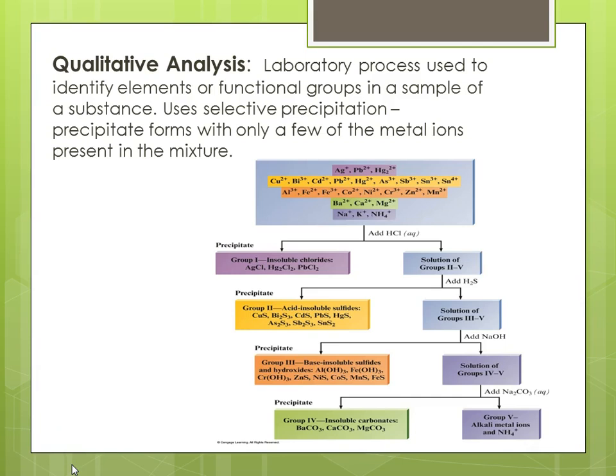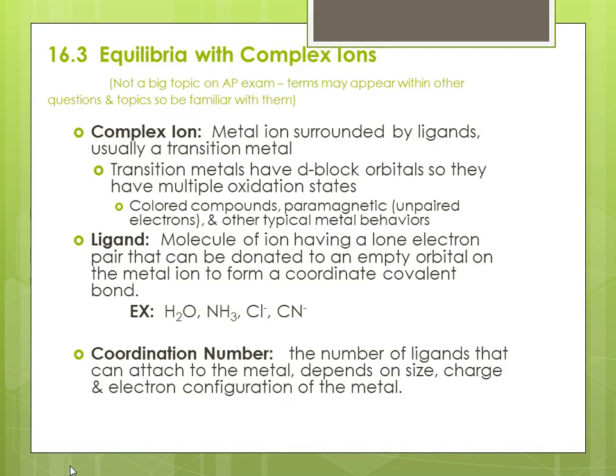doing qualitative analysis. So this is kind of just a little flow chart. Read through it, get a sense of what's going on and how we figure it out. But it's a laboratory method in order to separate out different ions and identify what's in this random mixture of stuff. So that part is also in the chapter. The final piece of the chapter is not a huge topic on the AP exam, but worth a little mention because some of the learning objectives do reference things known as complex ions.